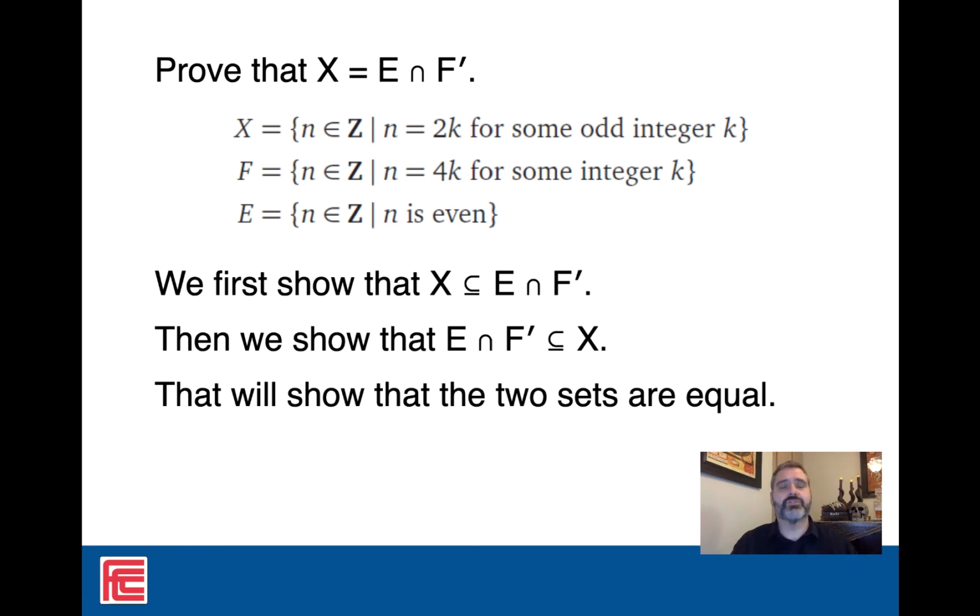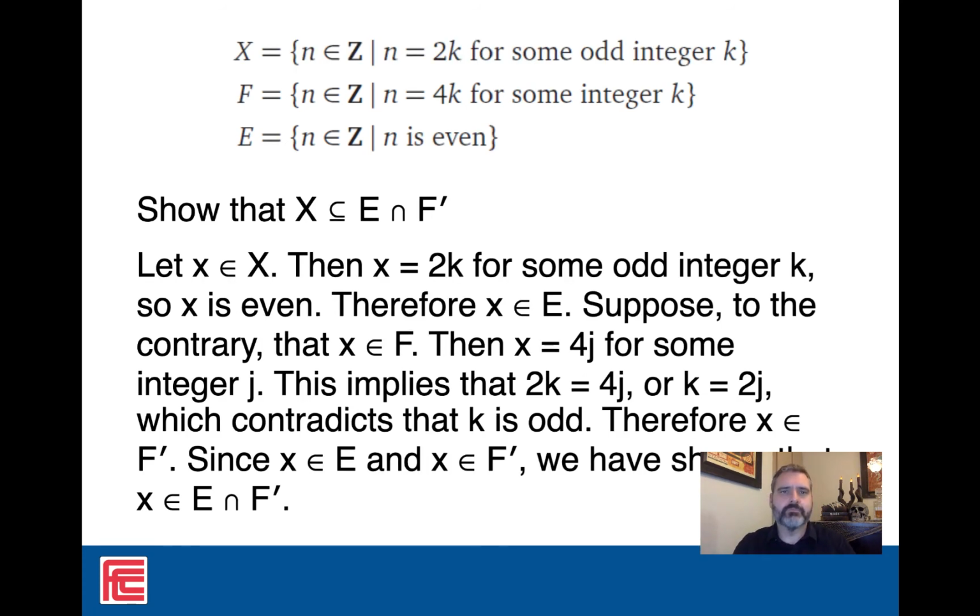So we have to first show that X is a subset of the intersection of E and the complement of F. We also have to show that E and the complement of F are a subset of X. One proof going in one direction, one proof going the other direction, and then we can show that they're equal. So let's start with the first one. Let's show that X is a subset of E intersect the complement of F.